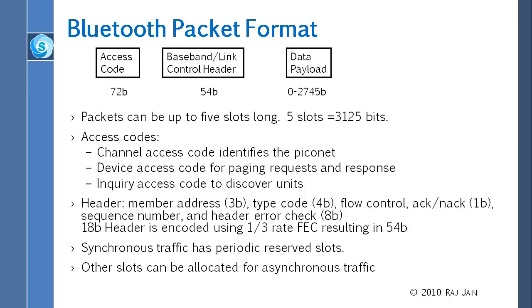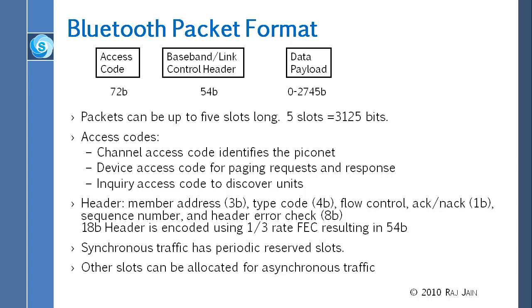So the header itself, which is 54 bits, has 3 bits of member address. While everybody has a bigger address, the complete address itself is not used. An 8-bit address is assigned when you join the piconet, and the 3-bit number is for the active nodes. So you are active number 1, active number 2, active number 7. So that is the member address.